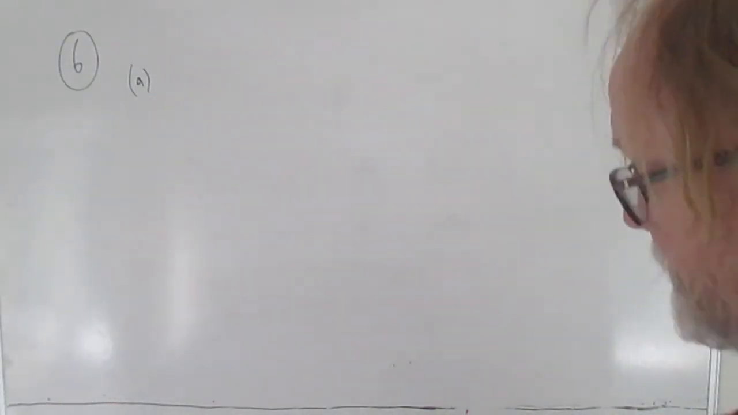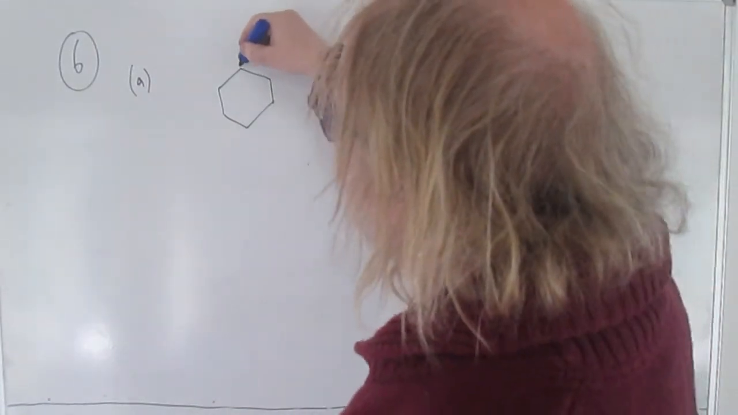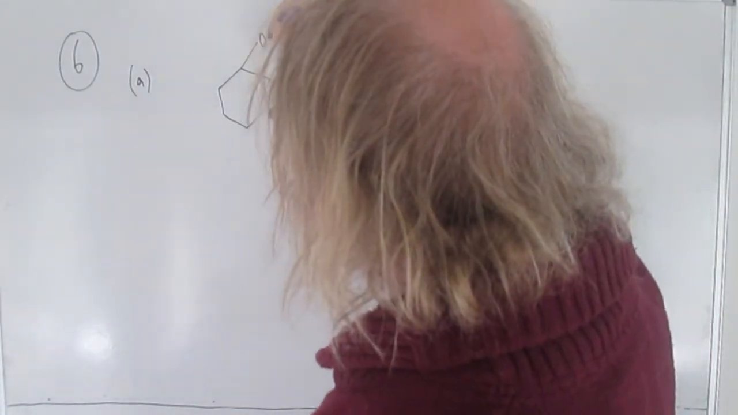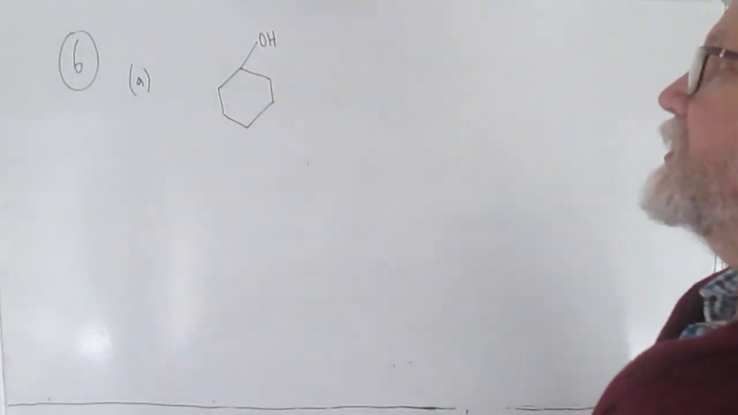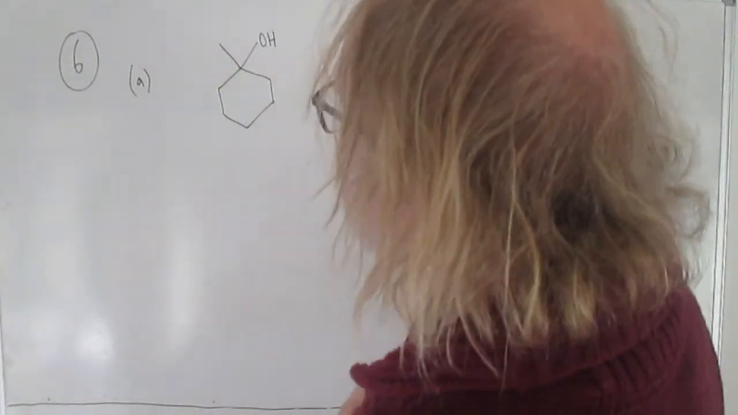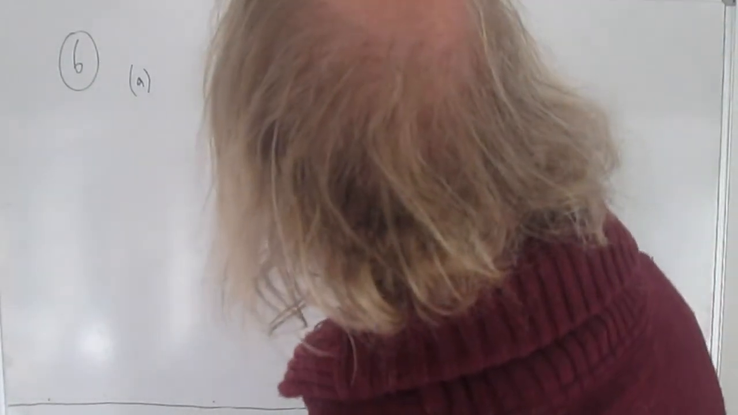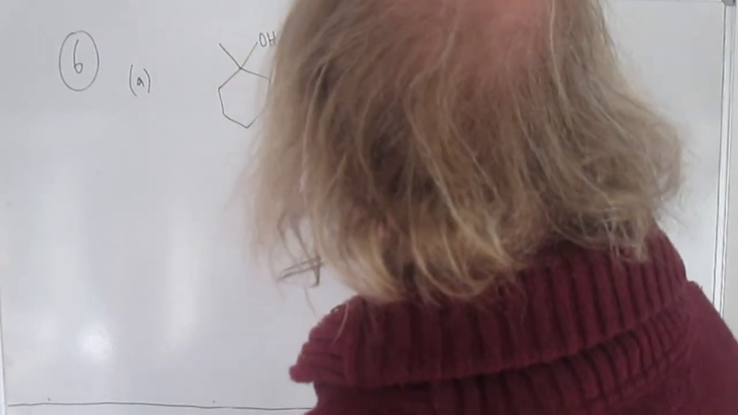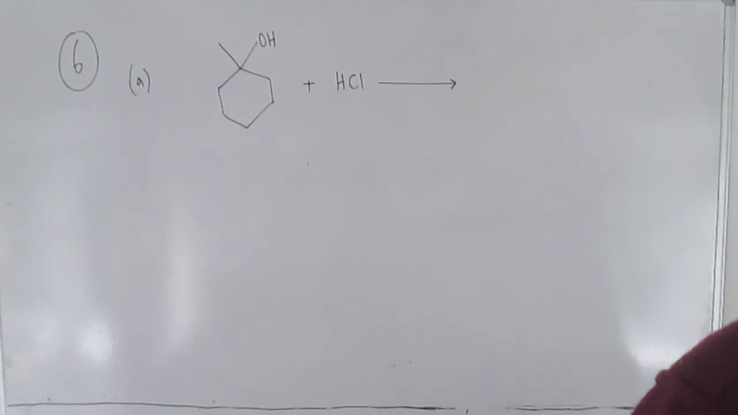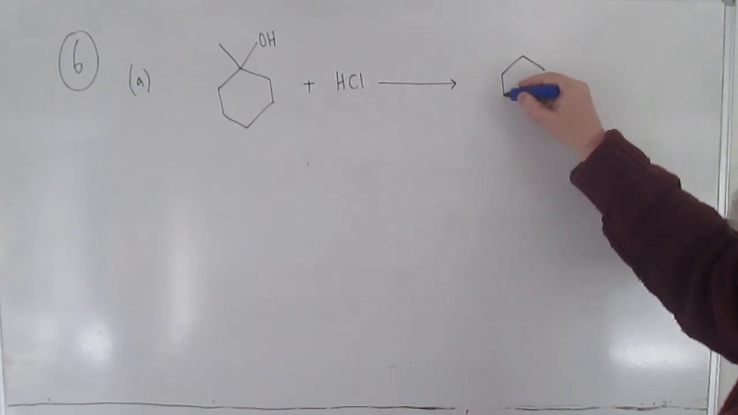Okay, so in question 6, we're taking 1-methyl cyclohexane 1-ol. So there's the cyclohexane. Cyclohexane 1-ol means you have an OH attached at one of the positions in the ring, and if it's 1-methyl, it means that same carbon also has a methyl group attached. So that is 1-methyl cyclohexane 1-ol, and it's reacting with HCl, and that produces a substitution reaction.